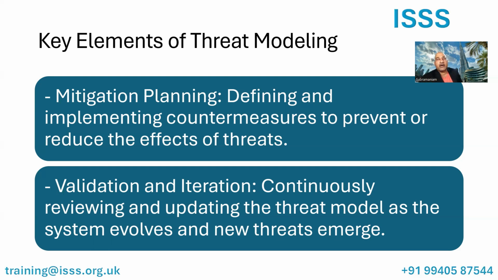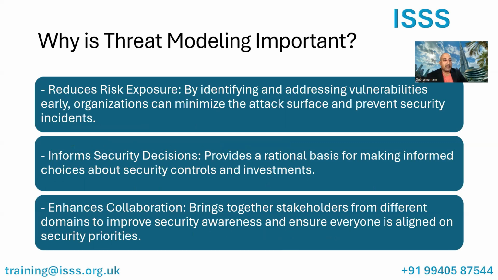Not only identify the authorized user, but also ensure that the unauthorized users are kept at bay. We have problems with both authorized and unauthorized users, and we need to ensure that both of them are kept at bay. Reduce the risk exposure. Authorized users should anyway access it, but try to avoid unauthorized users. It reduces the risk exposure and informs the security decision. An informed security decision is what you're going to make.